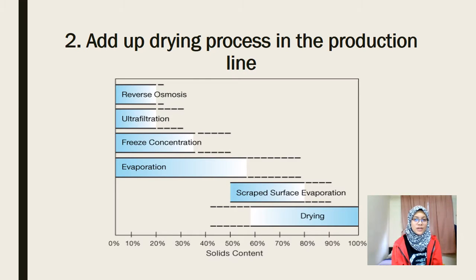The second strategy is to adapt a drying process in the production line. As we can see from the diagram shown here, evaporation is limited to producing concentrated liquid only, while the drying process is able to produce 100% solid content of product. Hence, these are the two ways to increase production of purified TA in powder form. I'll pass the floor to my friend.